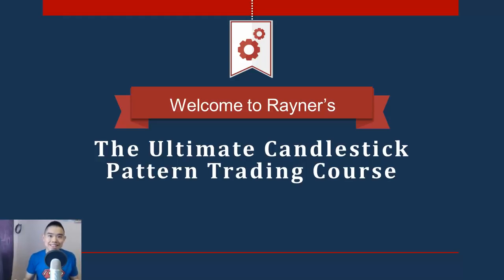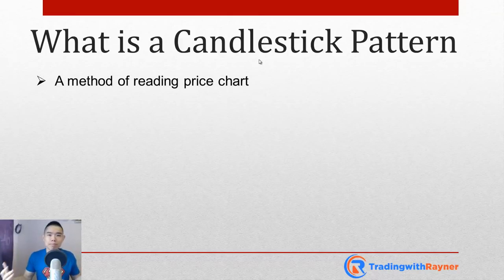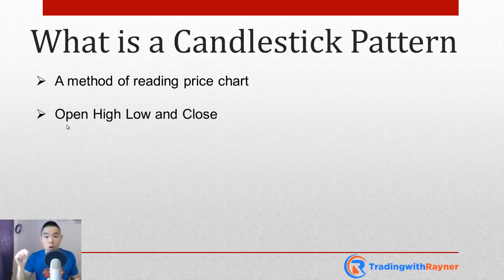Then let's begin. So now the first thing to get started is, what is a candlestick pattern? A candlestick pattern is essentially a method of reading a price chart. It originated back in Japan, that's the history. And the key component of a candlestick chart is that it shows you four things. It shows you the opening price, the high of the session, the low of the session, and the closing price.